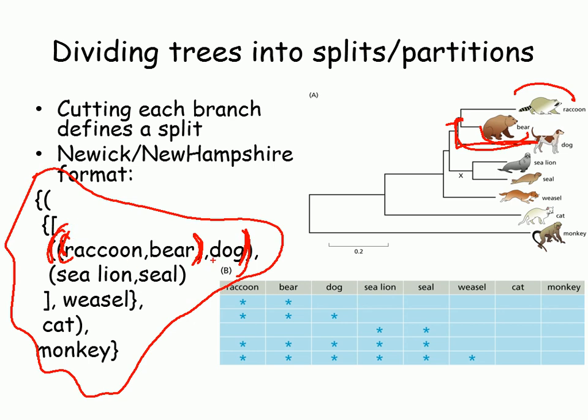So raccoon, bear is one group, and dog is clustered with them. And then sea lion and seal is another group. Okay, and that is grouped with the previous raccoon, bear, dog group. All right, and so on.